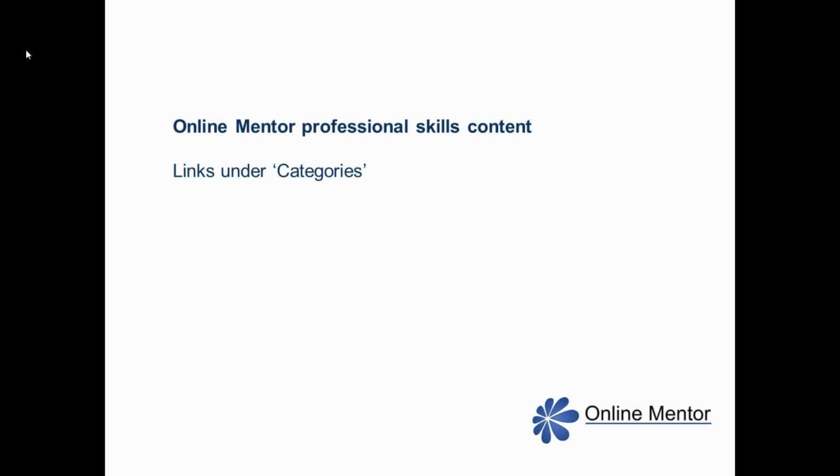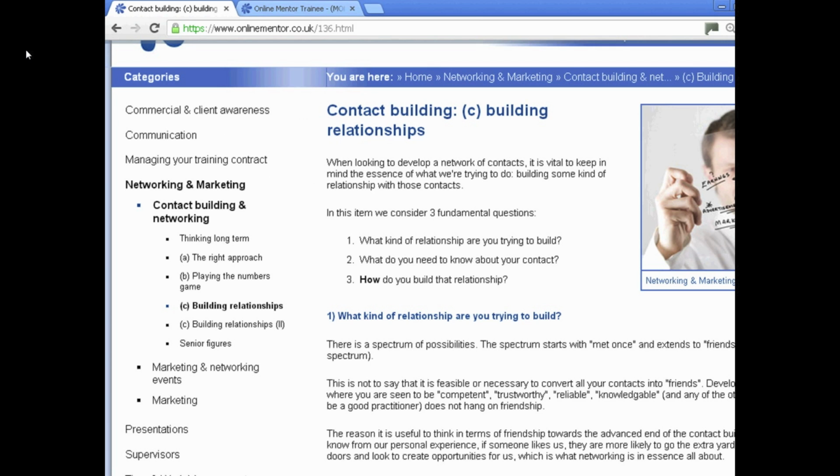Very quickly, we'll also just have a look at the professional skills content. So the links on the left-hand side on the categories are arranged according to heading. And so, for example, on networking and marketing, what you would see within the contact building and networking module are a list of items which are highly summarized, punchy, condensed items in relation to these particular headings.